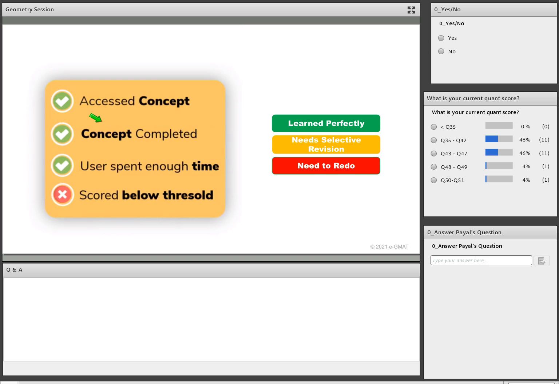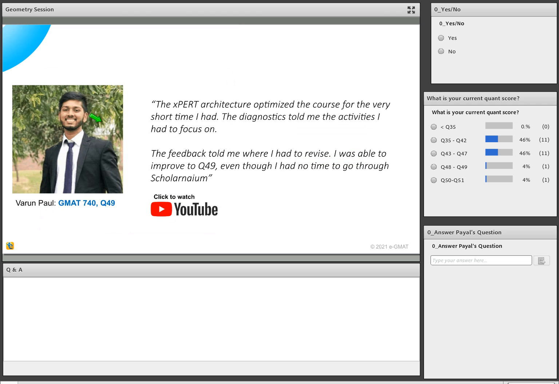Accordingly, it tells you: have you learned perfectly? Do you need selective revision? Do you need to redo? And it is this expert architecture that led Varun to his score of Q49. "Expert architecture optimized the course for the very short time I had, and that's a real problem. The diagnostics told me the activities I had to focus on. The feedback told me where I had to revise." So it's not just knowing what you have to study. You may not get to the exact level of learning in the first go itself, so you need that feedback to tell you where to revise.